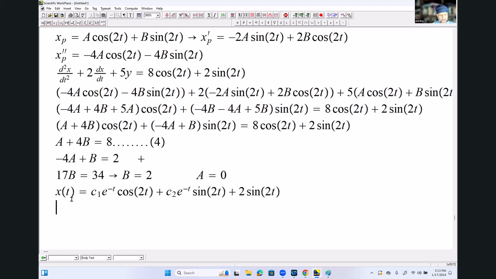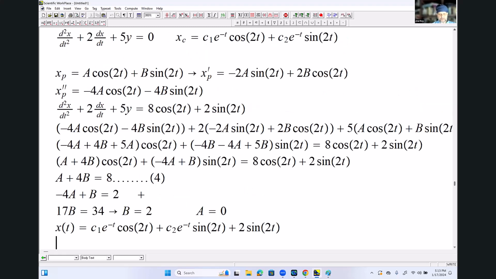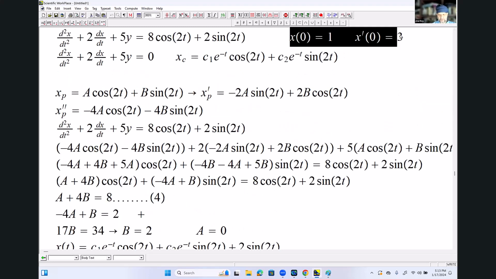So what we have now is we are going to just make use of our initial conditions, which are these, right?